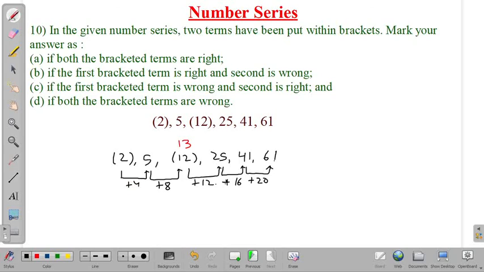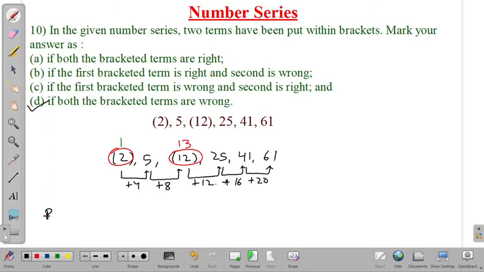So this is a wrong term and this one is also wrong. Our correct terms would have been 1 here and 13 here. So both bracketed terms, 2 and 12, are wrong. So our correct option will be option number D. Okay, so option number D is the correct option.